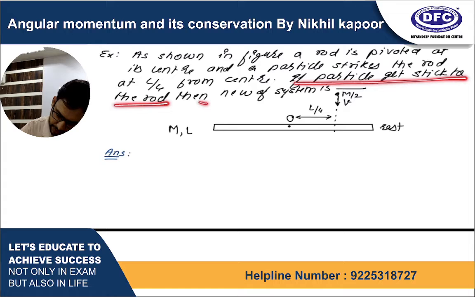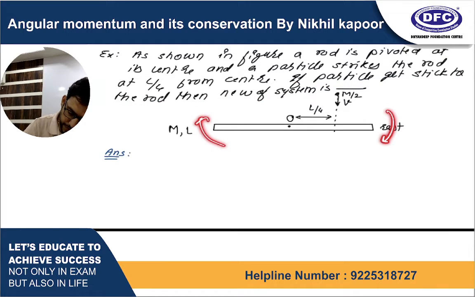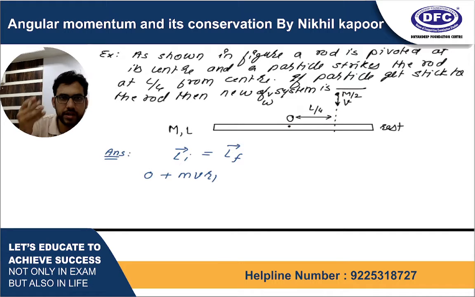If the particle gets stuck to the rod, then the new angular speed of the system would be, okay. So here we have to find the new omega of the system. Now I can say the angular momentum of the system initial must be equal to the angular momentum of the system final. The initial angular momentum for the rod is 0, and about O for the particle it will be mvr perpendicular, because for a moving particle angular momentum is mvr, that we have already studied.